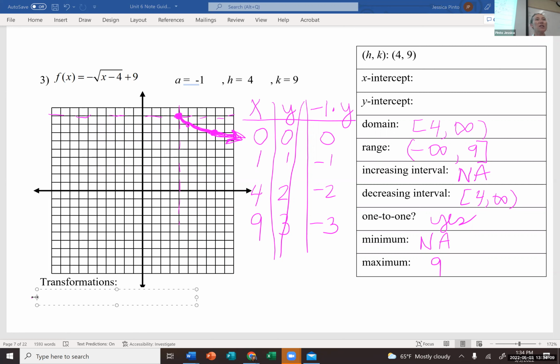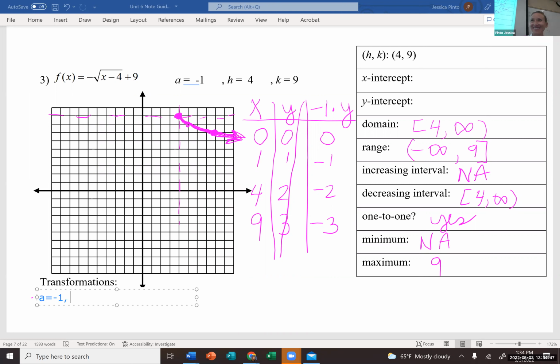Now we're ready to do our transformations, listing those out and passing it on to our next player to do the transformations. Use a word. Use a name. Gilberto. All right, Gilberto, our A value is -1. And so what do we say about that? Compress only has to do with a fraction smaller than 1. 1 is equal to 1. And so we're not going to use the word compress. What is the word we use for negative?